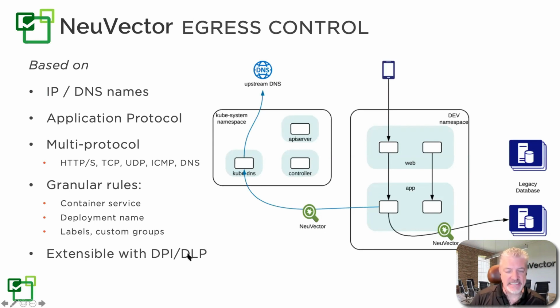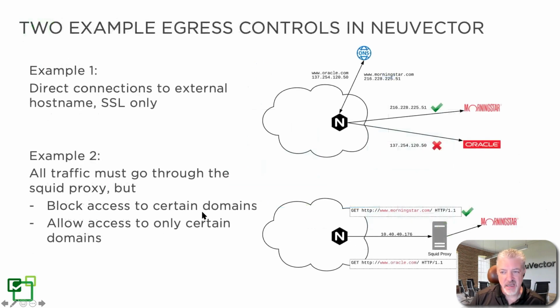And the DPI, DLP, extend that egress control to do deep packet inspection of all that egress traffic, do data loss prevention to be able to see that. So here's a couple of pretty simple examples of egress controls in NeuVector. What these diagrams are showing is basically that if you had IP addresses that you could block or use DNS names. So even though those change, make Morningstar an allow rule and make Oracle.com a deny rule.